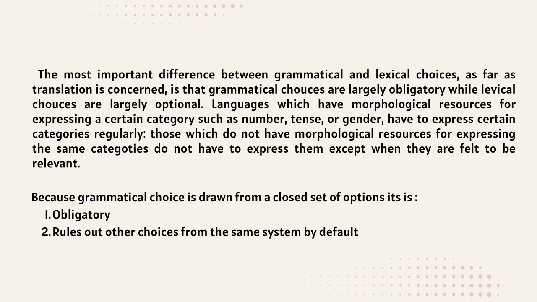Languages which have morphological resources for expressing a certain category, such as number, tense, or gender, have to express those categories regularly. Those which do not have morphological resources for expressing the same categories do not have to express them except when they are found to be relevant. Because grammatical choice is drawn from a closed set of options, it is, one, obligatory, and two, rules out other choices from the same system by default.